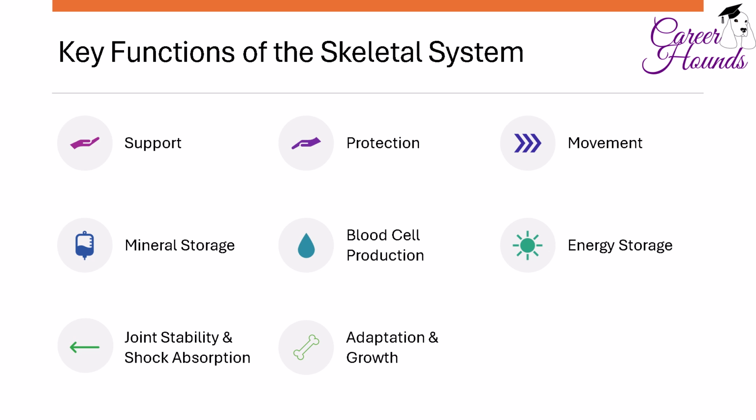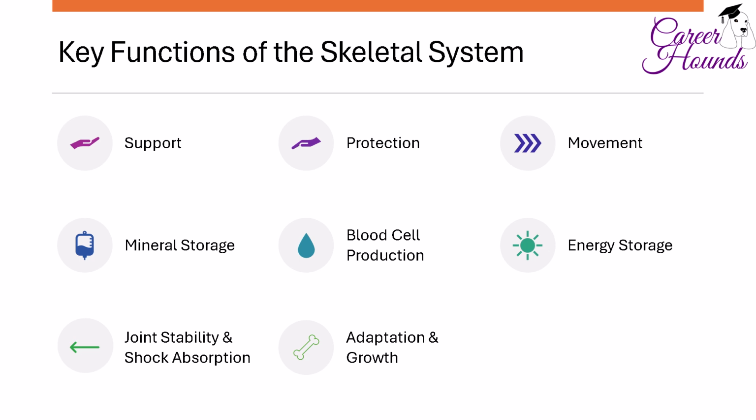The skeletal system includes joints that allow smooth and controlled movement. Structures like cartilage and synovial fluid within joints help reduce friction and absorb shocks during activities like running or jumping. Adaptation and growth. A dog's skeleton grows and adapts over time to accommodate changes in size, weight, and physical activity. In puppies, bones grow at the growth plates, enabling the skeleton to mature.